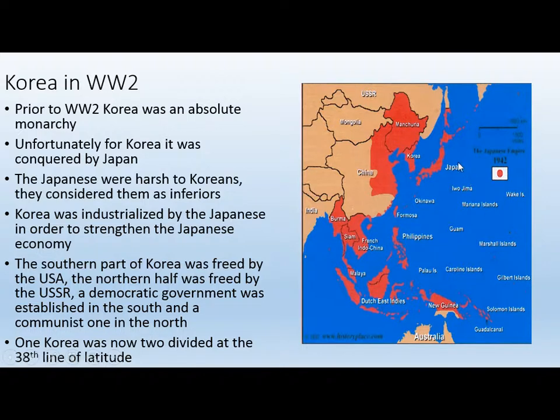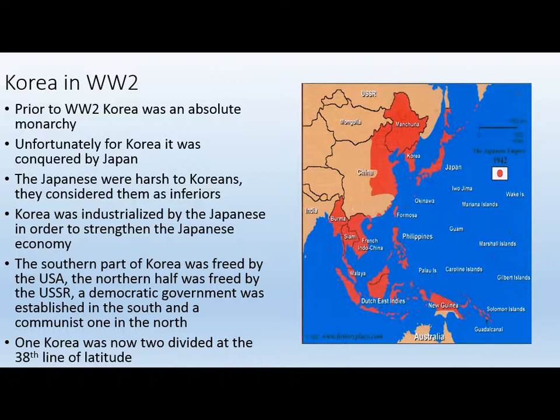You look over here on the map on the right, you see Japan, the island. Korea is a peninsula very close to Japan. Japan has invaded Korea many times throughout both of their history. Japanese are very, very harsh to the Koreans. They consider them as inferiors.